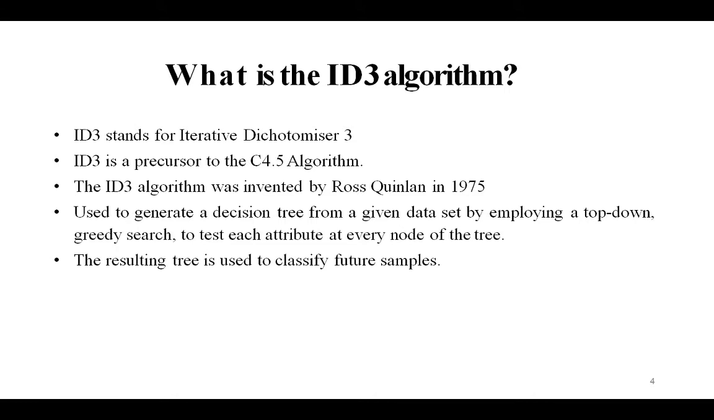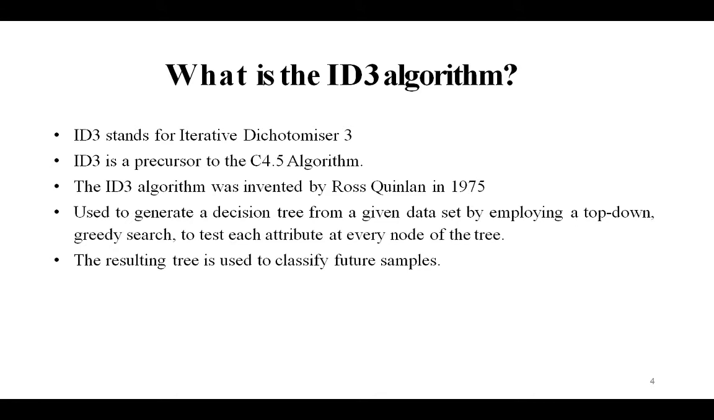Then a descendant of the root node is created for each possible value of this attribute, and the training examples are sorted to the appropriate descendant node. The entire process is then repeated using the training examples associated with each descendant node to select the best attribute to test at that point in the decision tree. This forms a greedy search for an acceptable decision tree, in which the algorithm never backtracks to reconsider earlier choices.